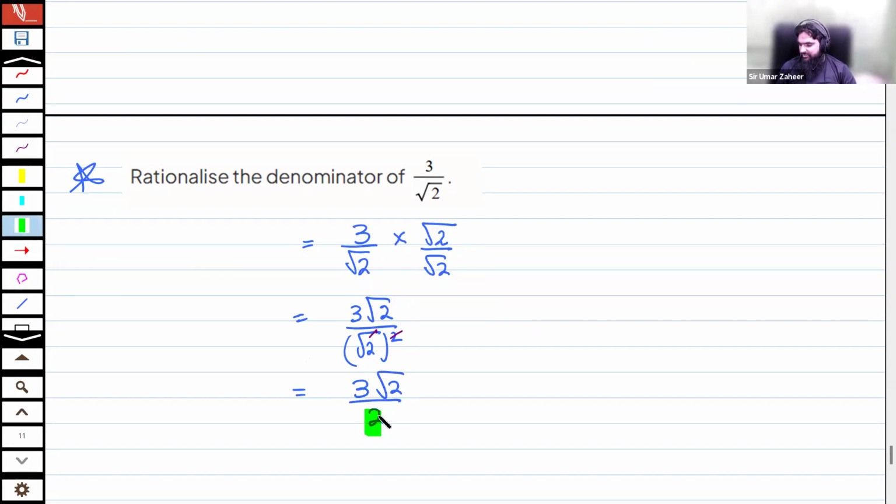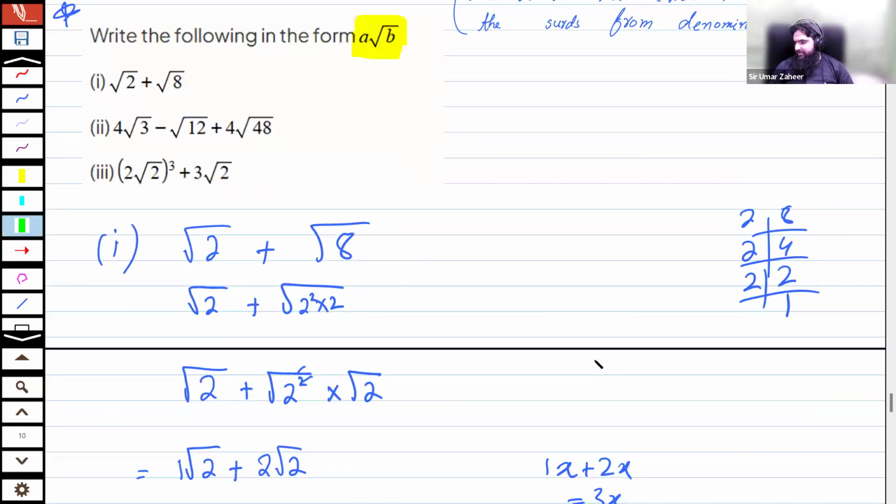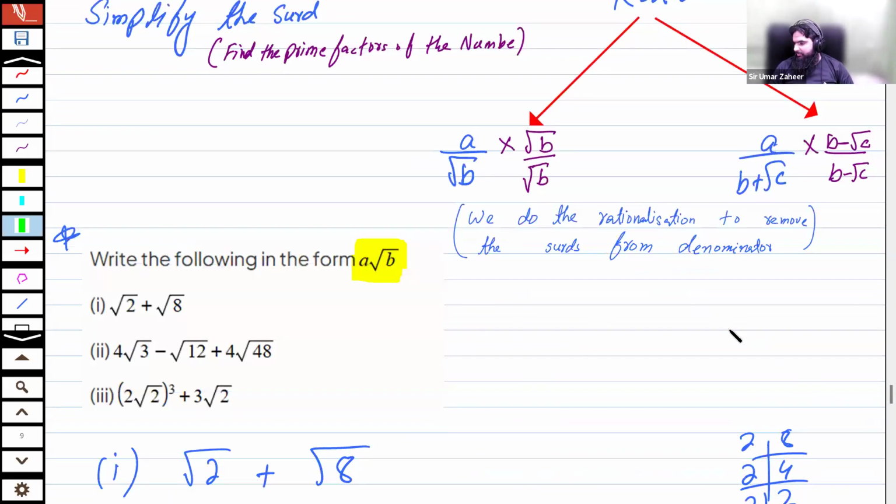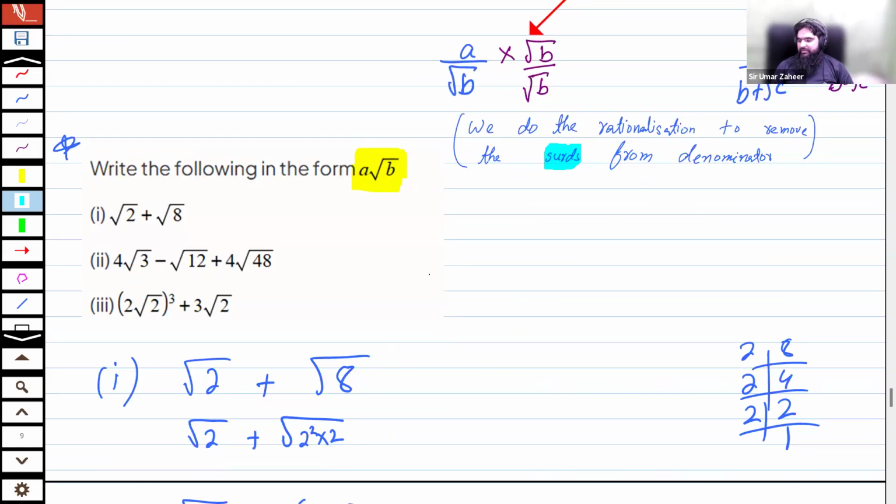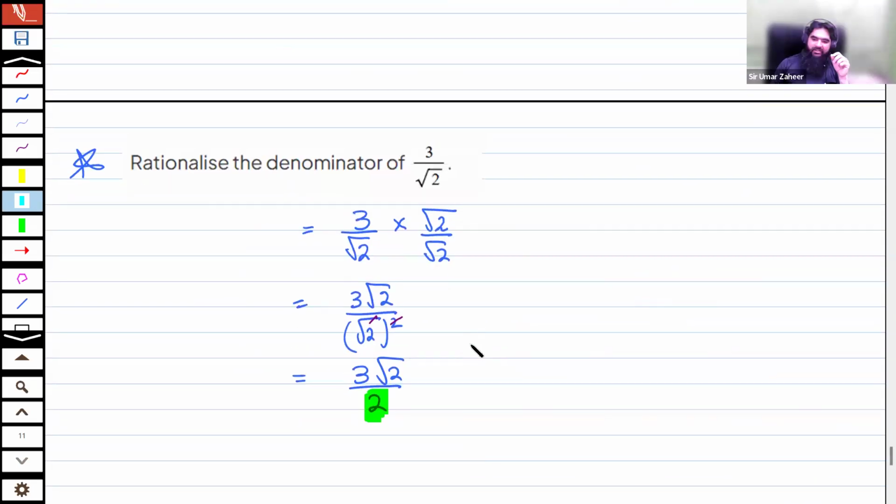Now look here, there is no surd in the denominator. So that's why I just write it here. We do it to remove the surds from the denominator. Always remember, sometimes the examiner exactly says to rationalize the denominator, or sometimes the situation is that you want to remove the surds from the denominator. You must know that if you want to remove the surds, this means you need to do the rationalization.